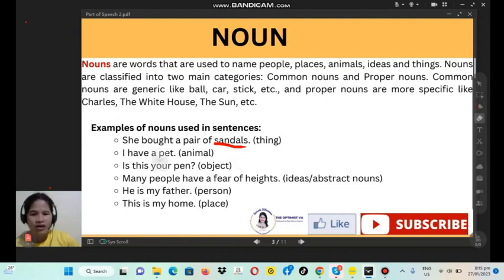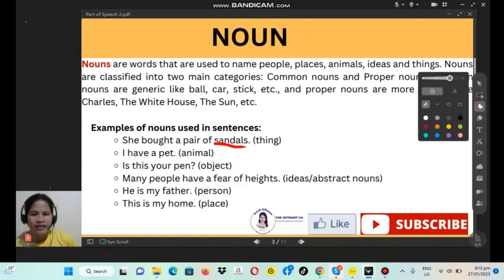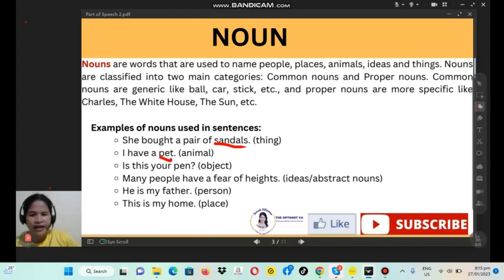She bought a pair of sandals. So sandals here is a noun that refers to a thing. Second, I have a pet. So the noun here is pet. It refers to an animal. Is this your pen? So this refers to an object or thing. Many people have fear of heights. So the fear of heights here emphasizes ideas, or abstract nouns. He is my father. So father here is a person. And this is my home. So home here is a place.